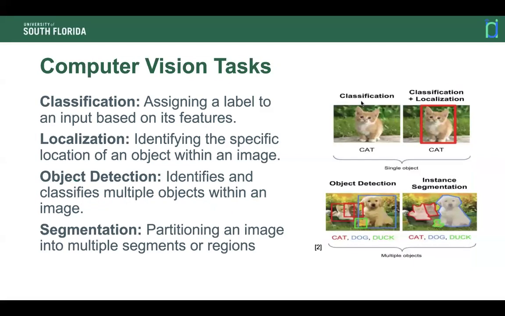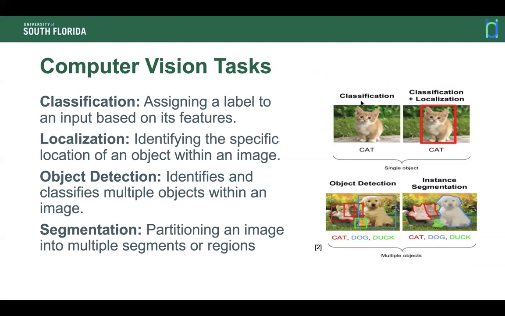Next, we will look into computer vision tasks. Computer vision tasks can be broadly classified into four main categories. First is classification, which is the task of assigning a label to an input based on its features. It is a supervised learning approach where the goal is to predict a discrete class label.